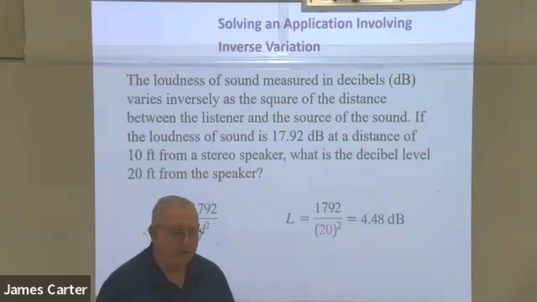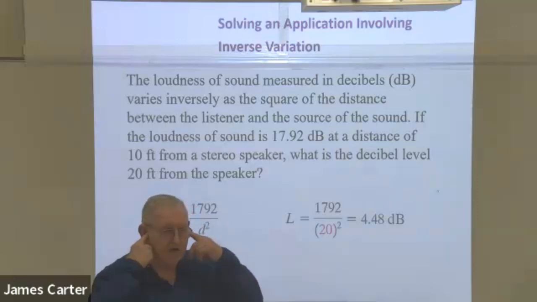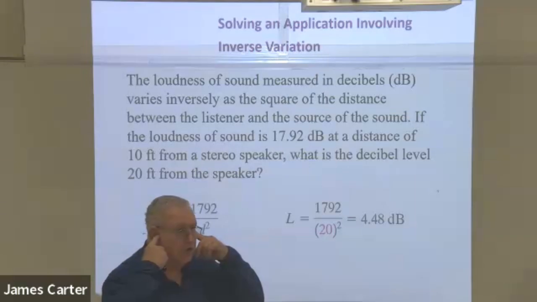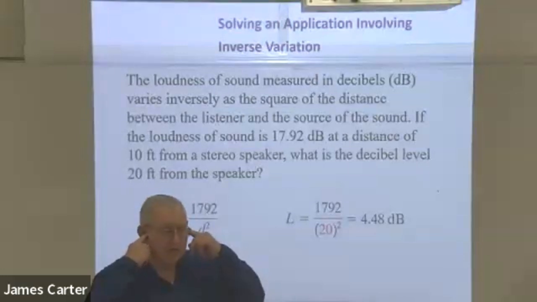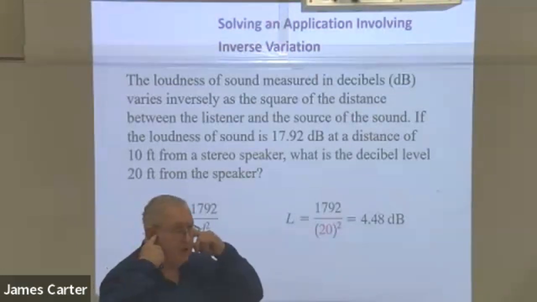My generator on my camper is about 50 decibels. Okay. When you listen through a set of headphones, because they are so close, we're actually in somewhere in the 75 to 100 decibel range.